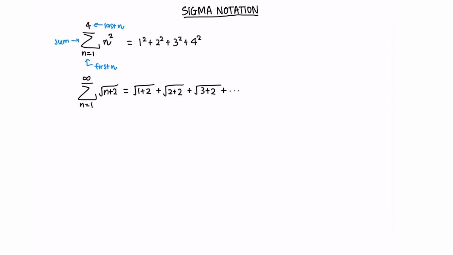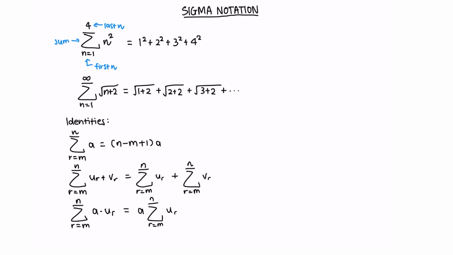So we are summing from n equals 1 to infinity of the square root of n plus 2. So we have square root 3 plus square root 4 plus square root 5, all the way infinitely. Now let's take a look at some of the identities we may need to know.